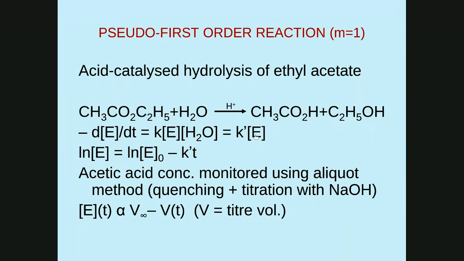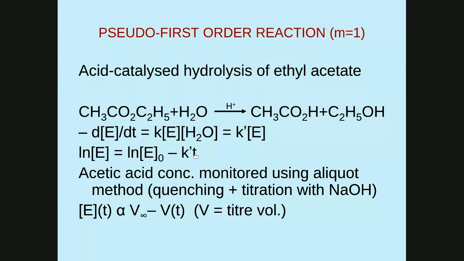Well, we have the integrated form of that. Again, write it in linear form as the logarithm of the concentration of E at time t equals the log of E at time 0 minus the pseudo first order rate constant K prime times the time. Now, what is the idea behind this aliquot method that you apply in this case, because it's a very slow process? What you do is, at set intervals, you take a 5 ml aliquot out of your reaction vessel, right? And you quench it.